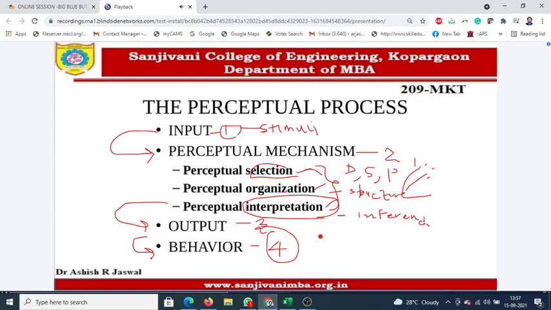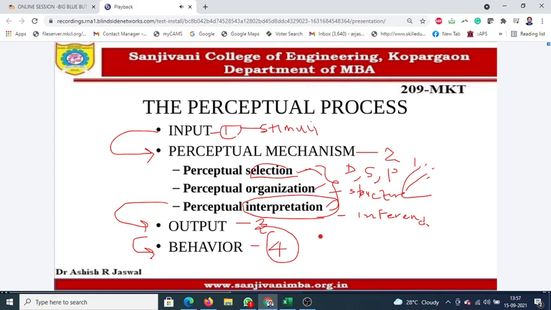So these are the four components of a perceptual process categorized into input number one, perceptual mechanism number two, output number three, and behavior number four. That is what we need to understand with respect to a perceptual process.